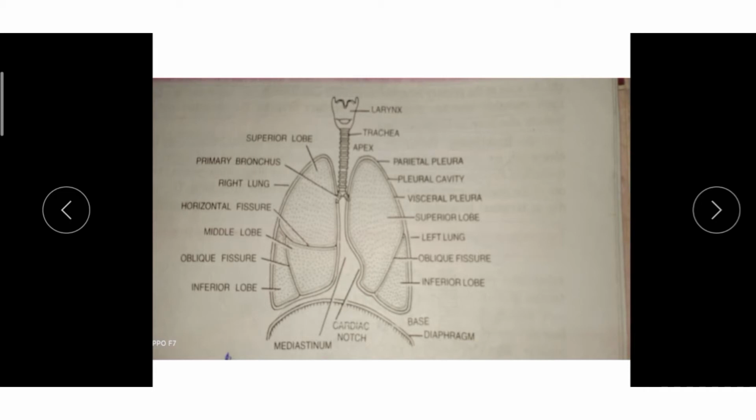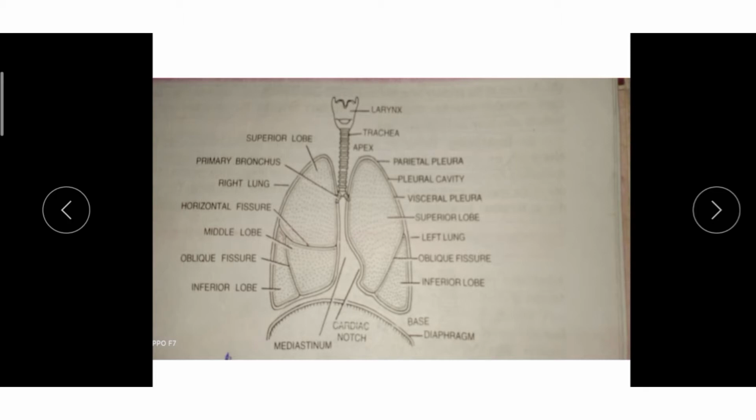Here the heart lies. The left lung has two lobes, superior lobe and inferior lobe, which are divided by the oblique fissure. Here this is the oblique fissure. The right lung has three lobes, superior lobe, middle lobe and inferior lobe, which are divided by the horizontal fissure and the inferior oblique fissure.